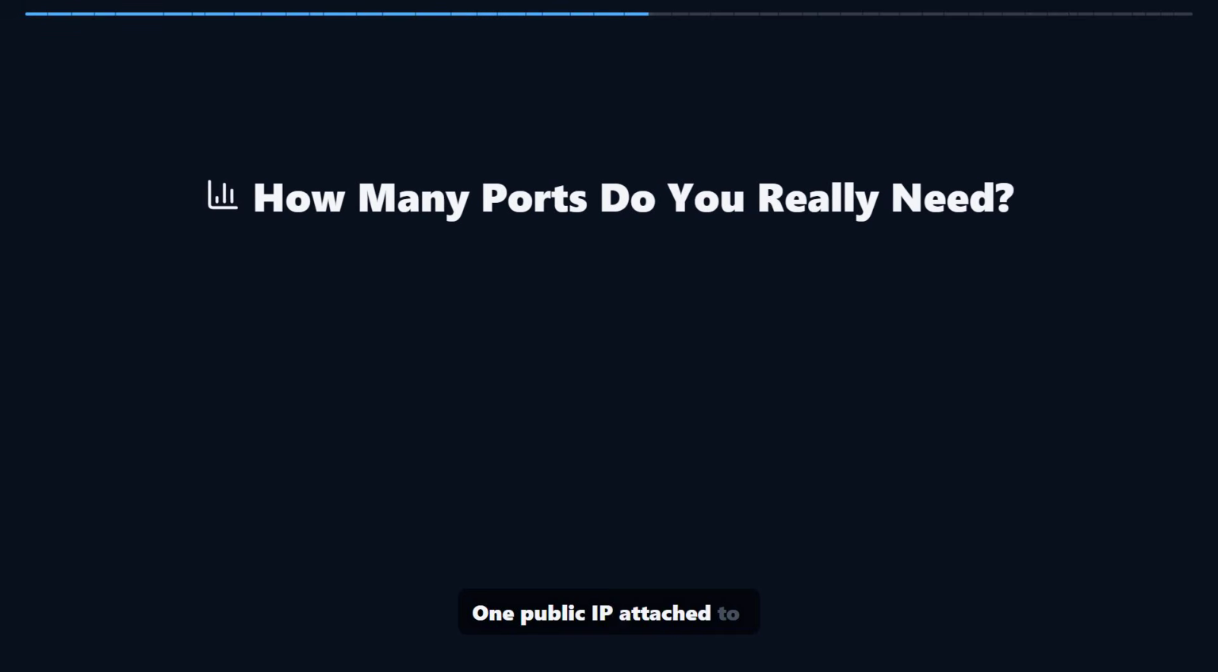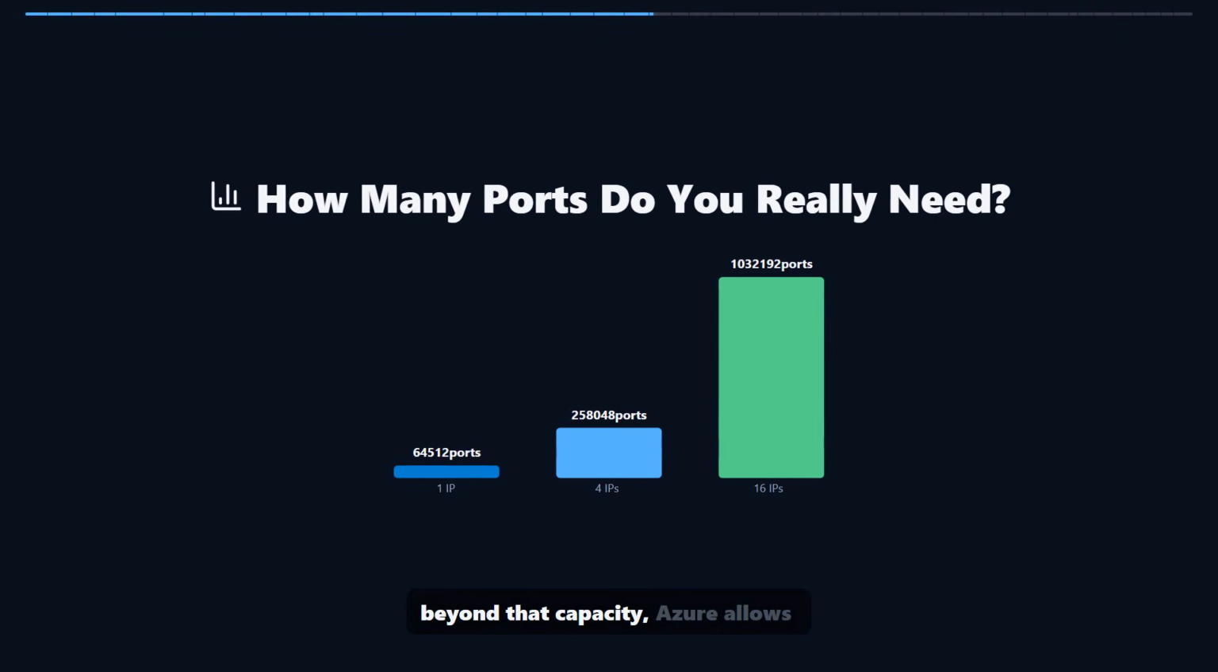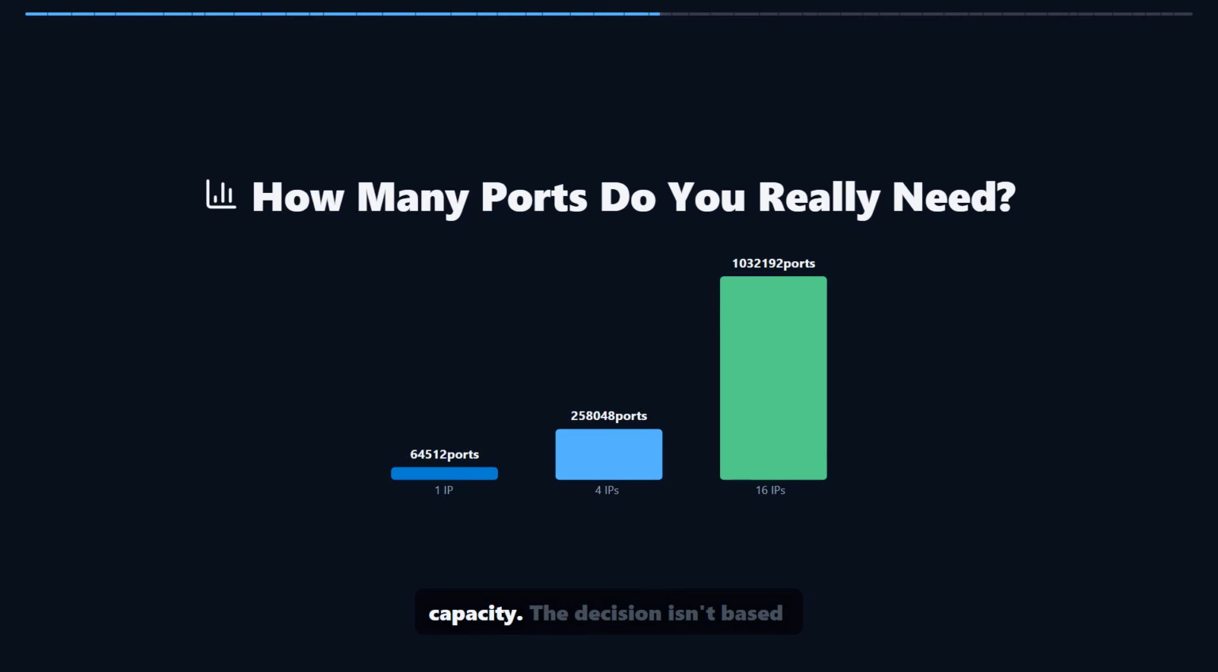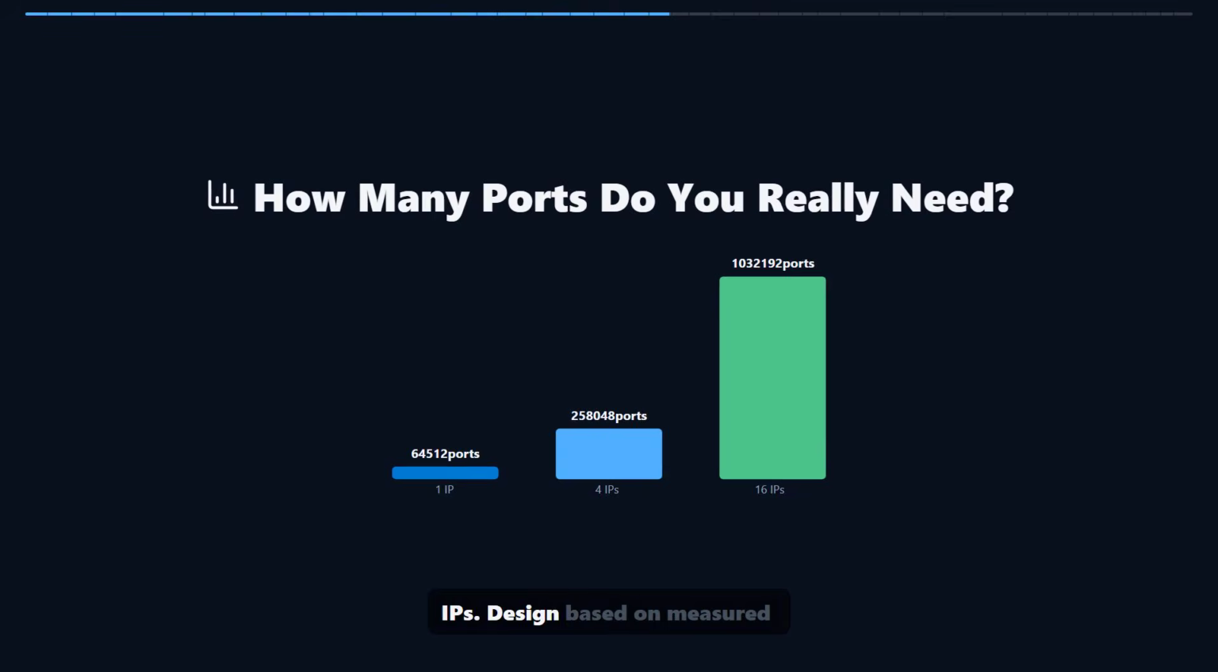One public IP attached to a NAT gateway supports a very large number of outbound connections. If your workload grows beyond that capacity, Azure allows you to associate multiple public IP addresses with the same NAT gateway. Each additional public IP increases the available SNAT capacity. The decision isn't based on how many virtual machines you have. It's based on how many simultaneous outbound connections your applications generate. Monitor actual usage before adding additional public IPs. Design based on measured traffic, not guesses.